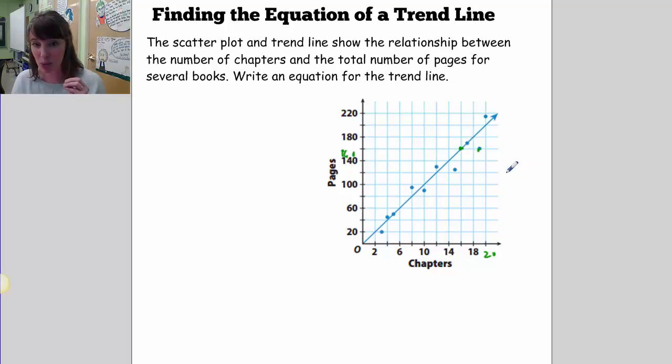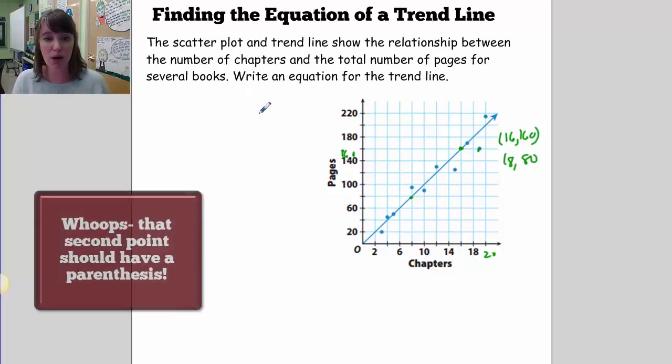Now notice these are not 2 points that are in the original data set. They're not part of the scatter plot, but they are part of the equation of my line. So here I have the point 16, 160. Okay, and here I have a nice point that would be 8, 80. I'm going to use these 2 points to find the slope and find the y-intercept.